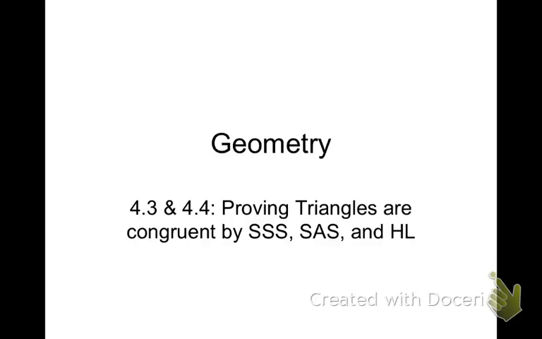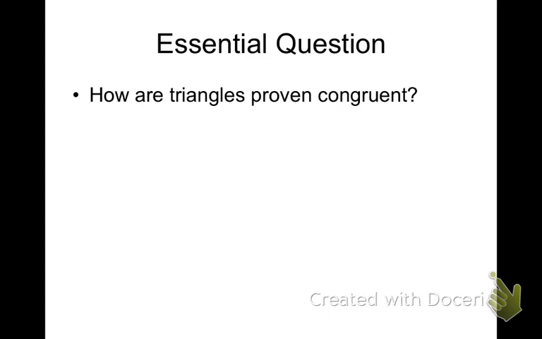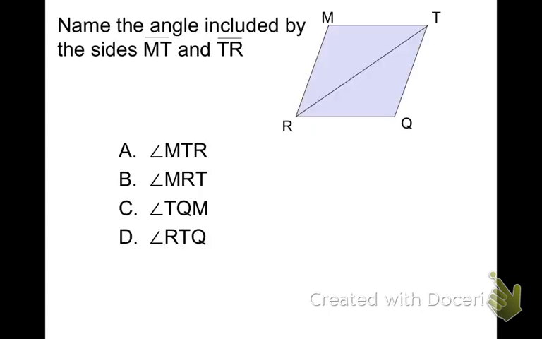Okay, let's prove triangles are congruent by side, side, side, side, angle, side, and hypotenuse leg. These examples are answering the question, how are triangles proven congruent? And we'll have a variety of examples including two-column proof. So let's look at some multiple choice.